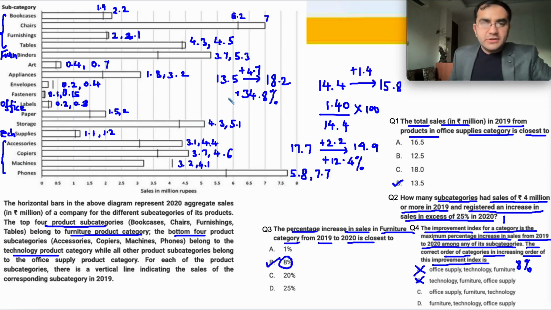So when we talk about increasing order, office सबसे बड़ा है, office left सबसे right पे आएगा, furniture left पे आएगा. D part is the right answer for this question. The answer is D part. So and that's the end of the first set.